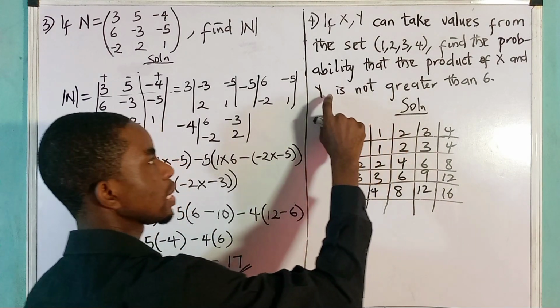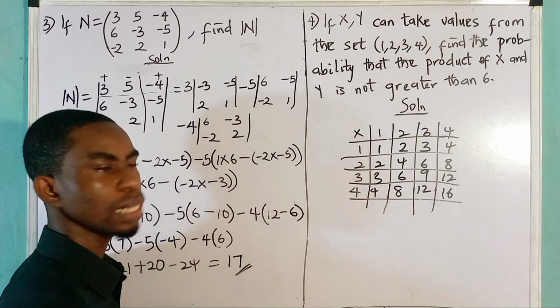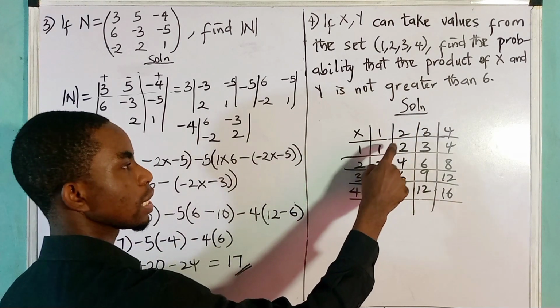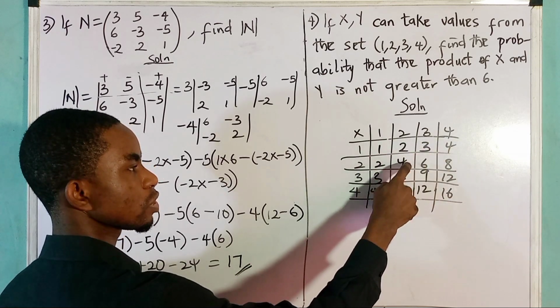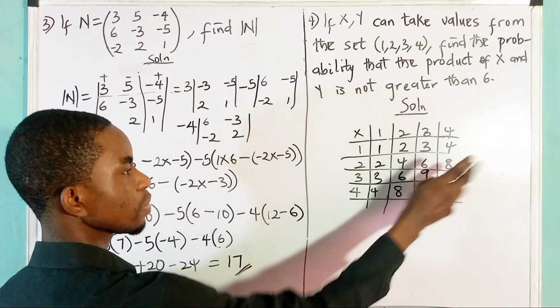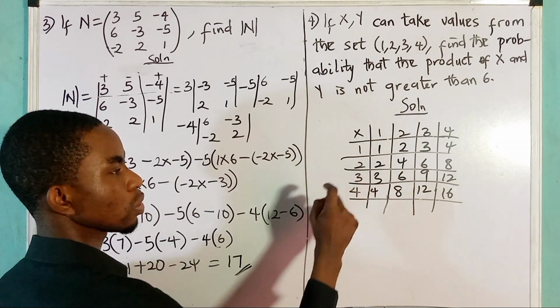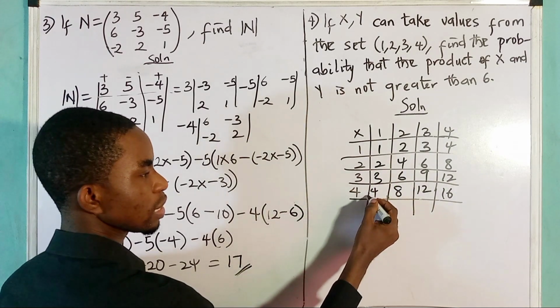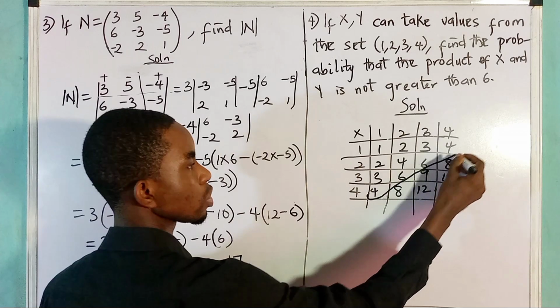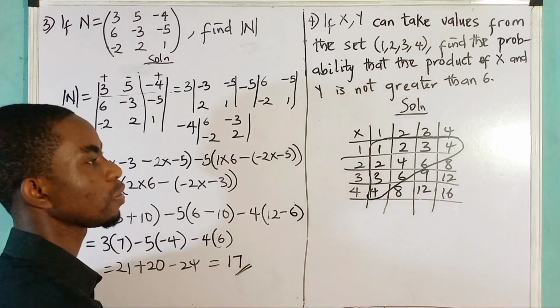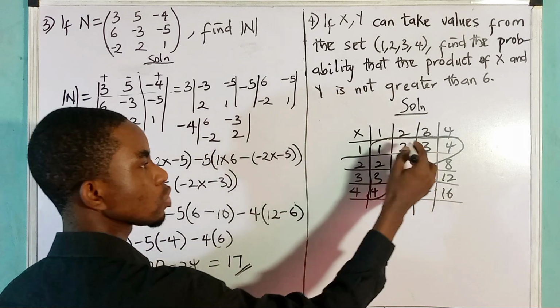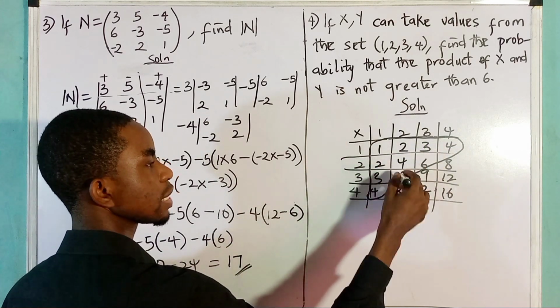That's what it means that x and y is not greater than 6, less or equal to 6. This is less than 6. 1, 2, 3, 4, 5, 6, 7. This is bigger. You discover that this is also less than, and this. So these are the numbers less than 6. How many of them? 1, 2, 3, 4, 5, 6, 7, 8, 9, 10.